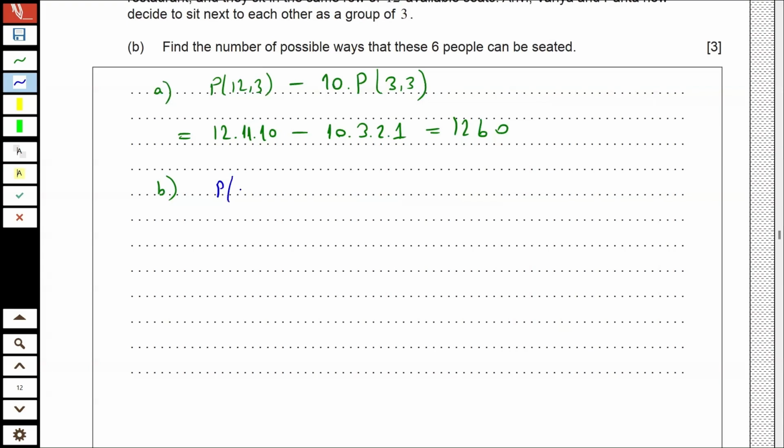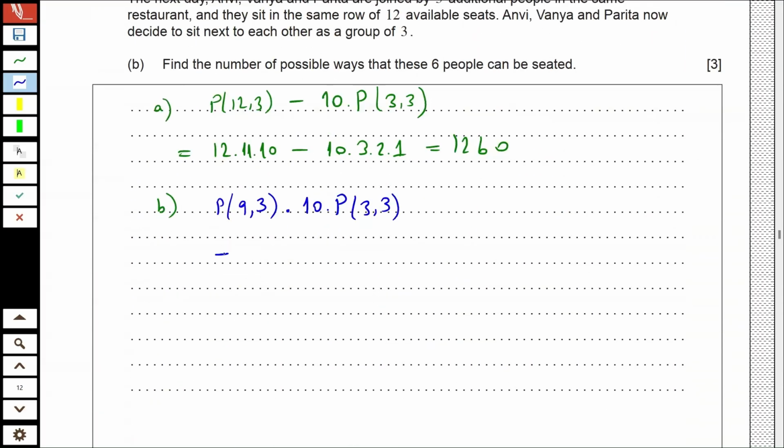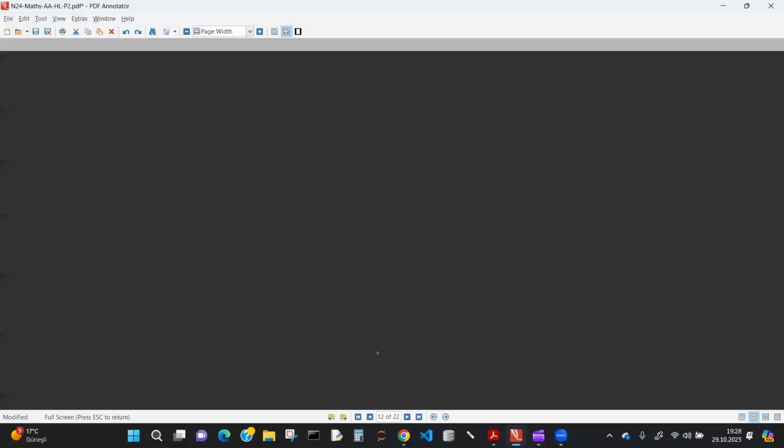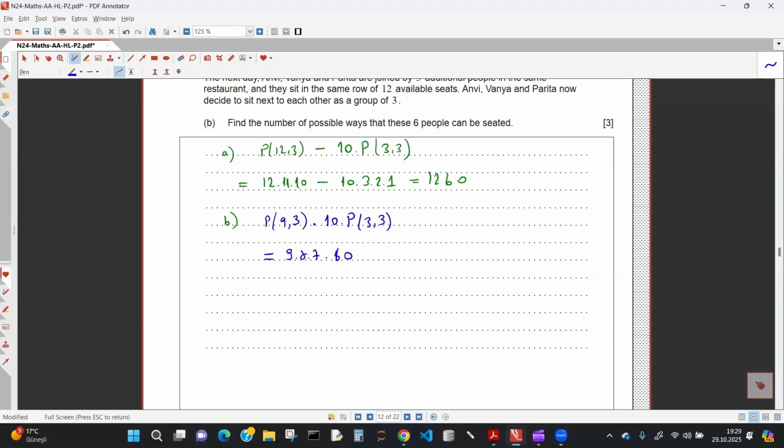permutation of nine people in three seats, times 10, times the number of permutations of three people in three seats. Let's find this. 9 times 8 times 7 times 60, right? 30,240.